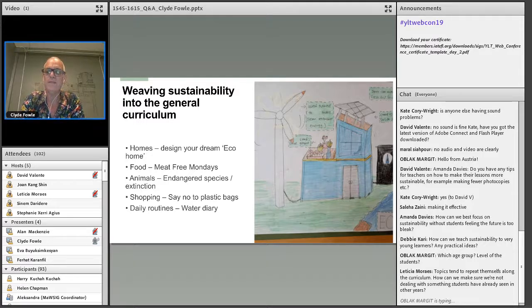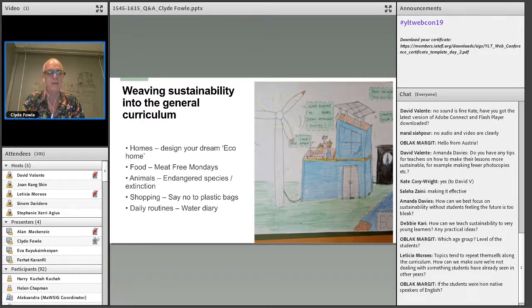How can we best focus on sustainability without students feeling the future is too bleak? I think if you make students feel that they can make a difference, that's the thing. Whether it's saying no to plastic bags, whether it's doing meat-free Mondays, they know they're making an impact on the environment, and they have control in terms of some lifestyle choices that they can make. And I think giving them power to do that is really important.